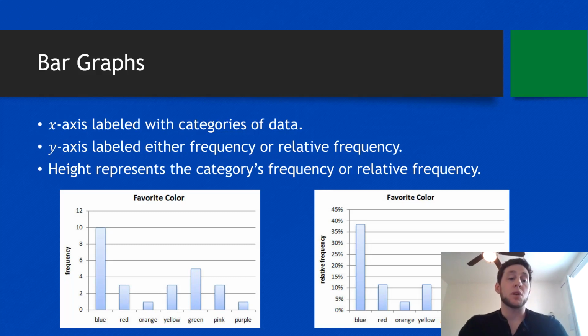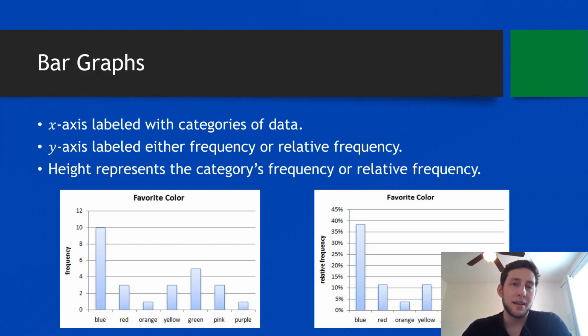And when we do this, we'll draw bars representing each category, where the height of the bar represents either the frequency or relative frequency of that category. So here you can see two different bar graphs representing the same thing. On the left hand side you see the frequency, on the right hand side you see relative frequency.